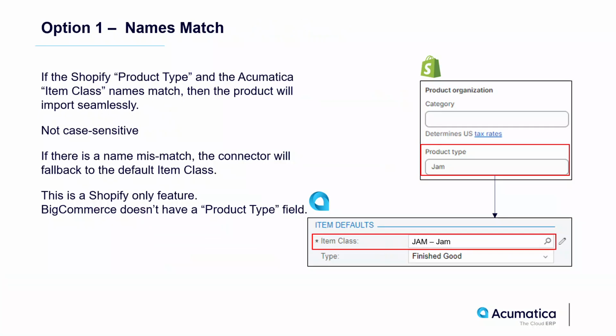So let's imagine you're in Shopify, you have a product type of jam, and then inside of Acumatica, you also have an item class named jam. In that case, whenever you import these items, the jam product type is going to find the jam item class, and it's just going to sync. Work is done, right? It's not case sensitive. You don't have to worry about that. You just want to make sure that the names are the same. And of course, if by chance, let's say 90% of your products have a matching product type to an item class, but that other 10% does not, in that case, it's just going to fall back to the default that you have set.